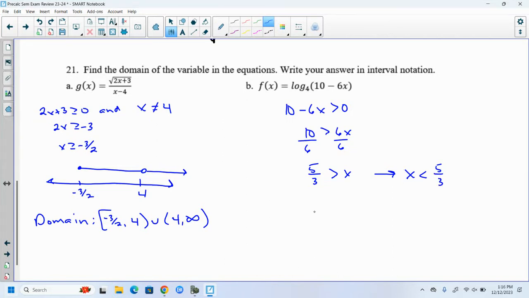If you think about that on the graph, it will go from negative infinity to positive 5/3, not including 5/3, which means you have a parenthesis. Okay. All right, so there's 12 through 21. I'm going to stop this, and then I will do the rest in another video.